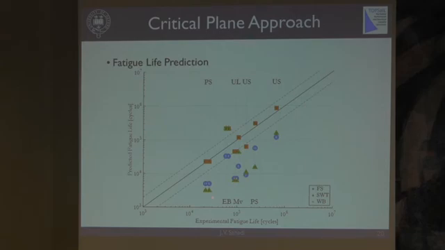Fatemi-Socie is all conservative, so that's good, but there's quite a bit of scatter, and Wang and Brown is kind of all over the place. It seems to combine the worst features of both of those.